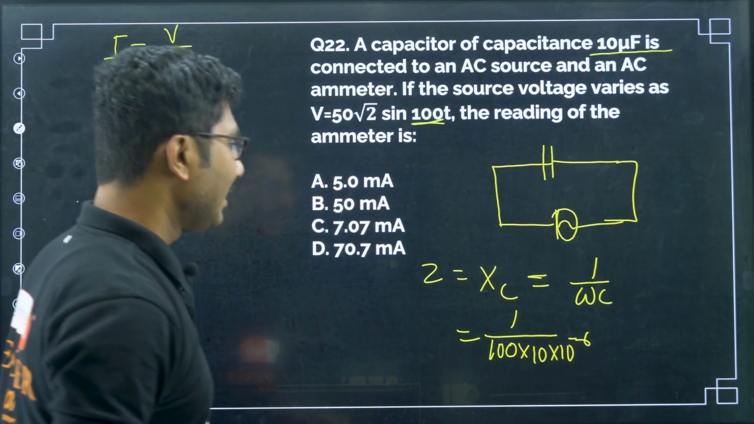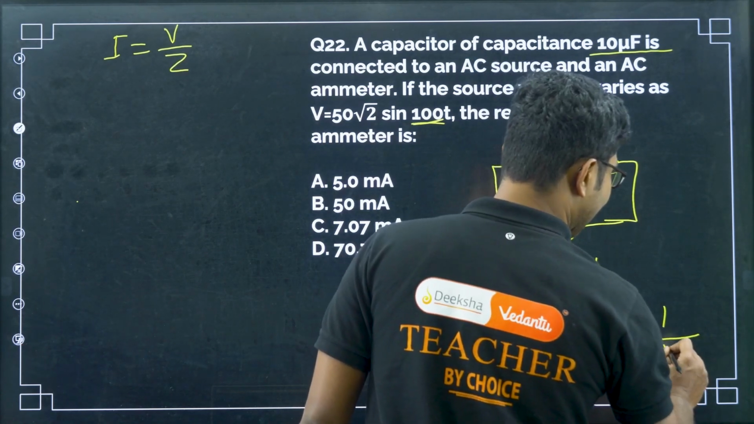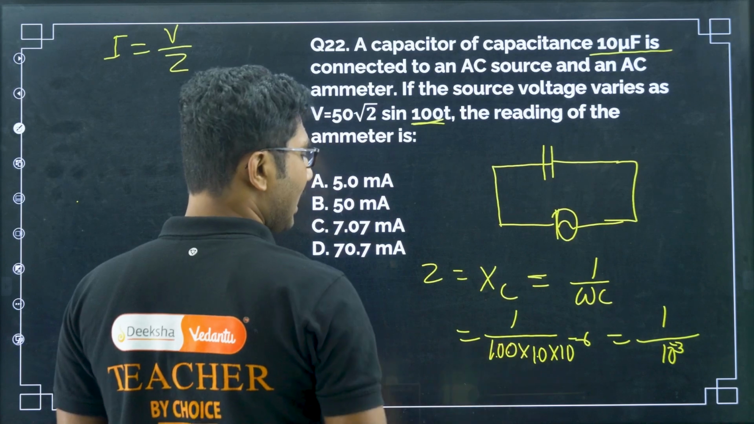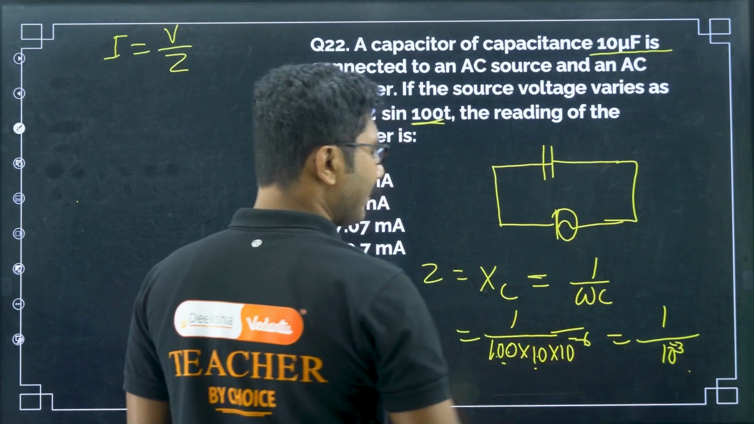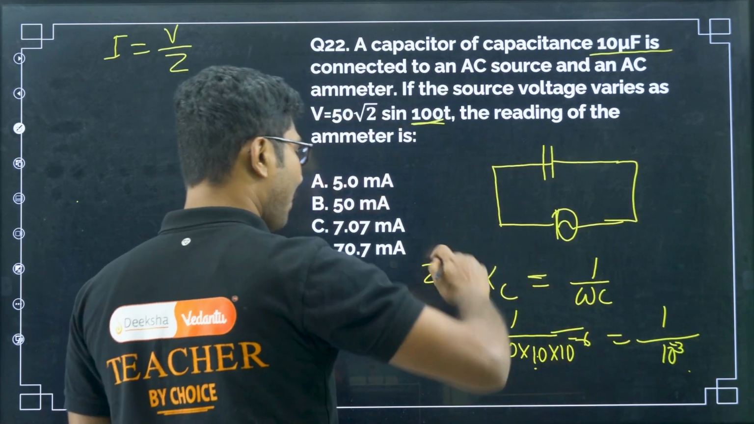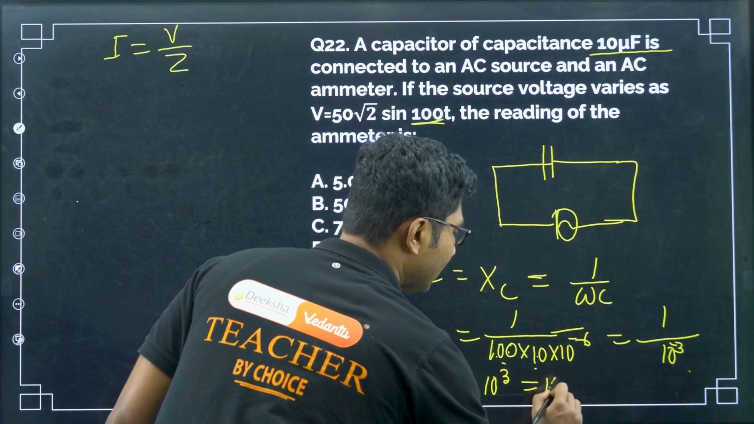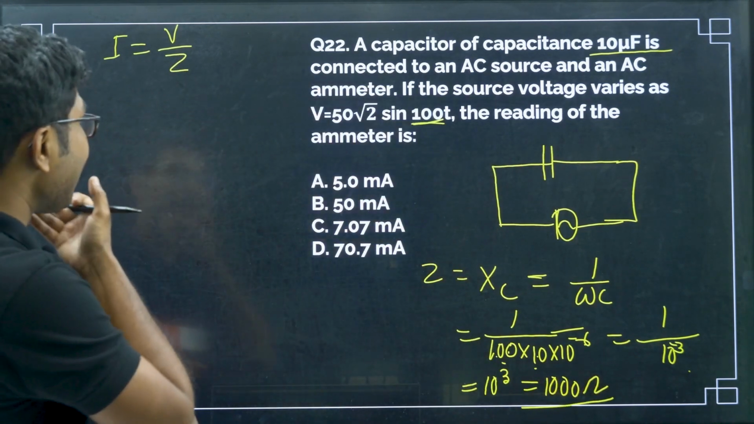So, from micro it will become milli, 10 to the power of minus 3: 1, 2, 3, 3 zeros are here, and 10 to the power of minus 6 are here. So, it will become 10 to the power of minus 3. Now, everything is in the denominator, so it will go up and become 10 to the power of 3, that is 1000 ohm. This is the impedance, right.